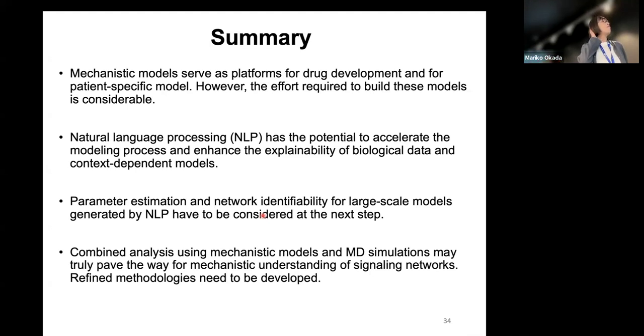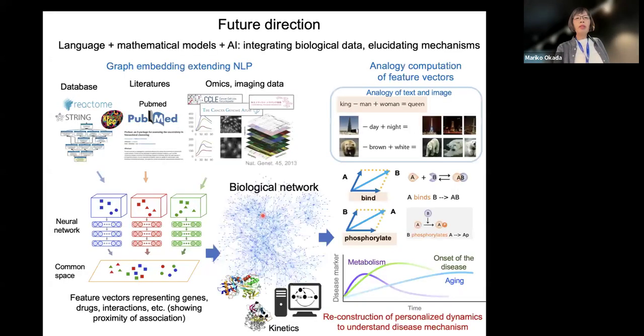And also, we want to combine other omics data with the mathematical model by data embedding and so on. So this is our future direction, or what I want to do. Actually, we are getting funding for this kind of project, so now we are doing the literature work and the embedding as a math model so far. But we want to combine this omics data and analyze the whole network.